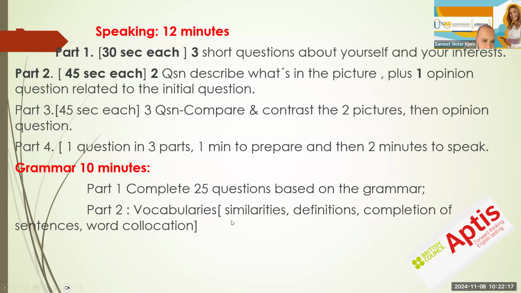a little bit technical in the sense that you'll find some vocabularies, and those vocabularies you are supposed to check the similarities of some ones, the sentences, which one is similar to this one, which definition concurs to the one, and the completion of the sentences, and lastly they give you some kind of ones, which one could match with this one. That's what we call the word collocation.